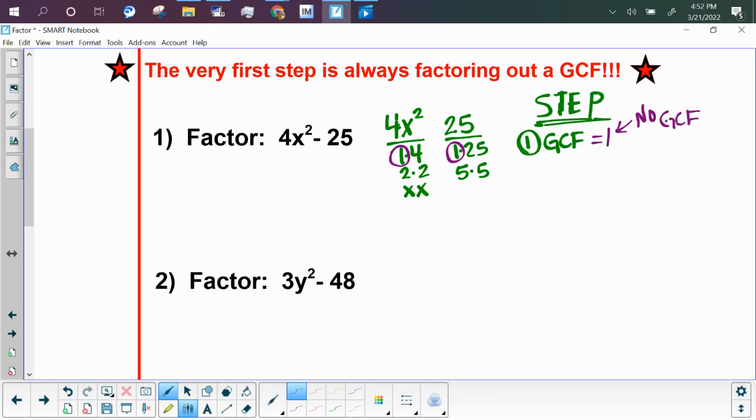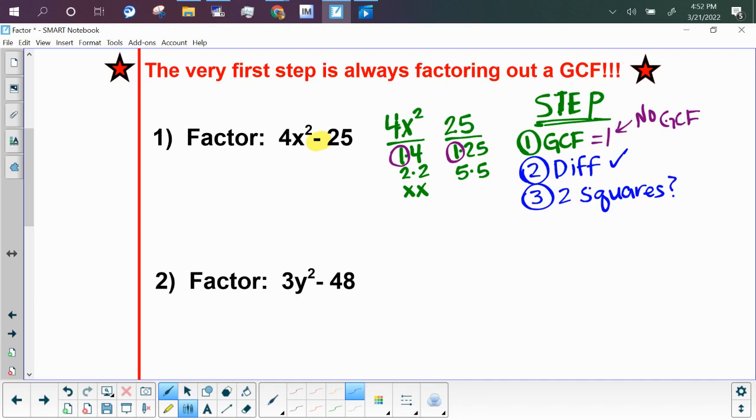Okay, my second step is to decide if it's a difference. So up above, we said difference means subtraction. So I need to look at this to see if I've got a difference. And I do. So check, we're good with this step. Okay, step 3 is to see if we have two perfect squares.